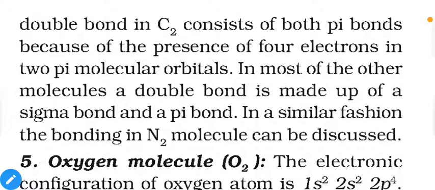And the net electrons are present in pi bonding orbitals only. That's why both of the bonds in the C2 molecule are considered as pi bonds. Actually it is not true, but according to MO theory they are pi bonds. And generally if you have a double bond, then the first bond will be sigma and the second bond will be pi. And in actual terms it is true, both of them cannot be pi bonds. In a similar fashion, the bonding in the N2 molecule can be discussed.